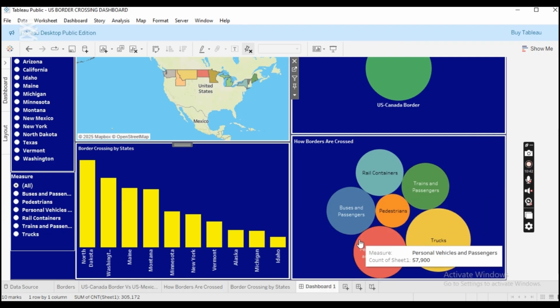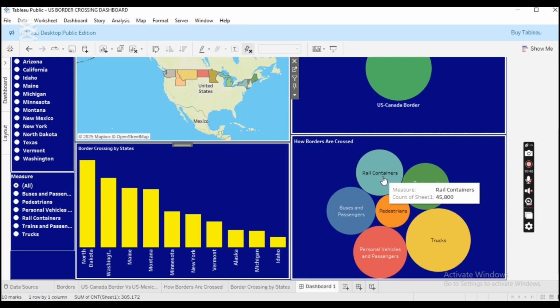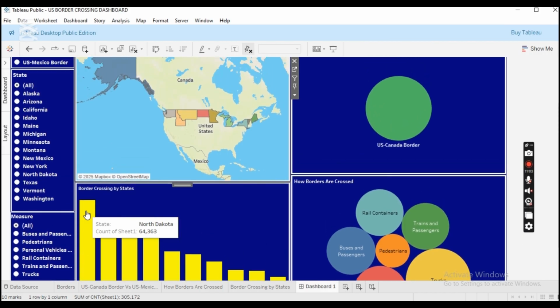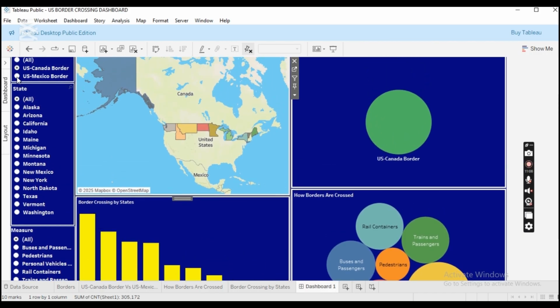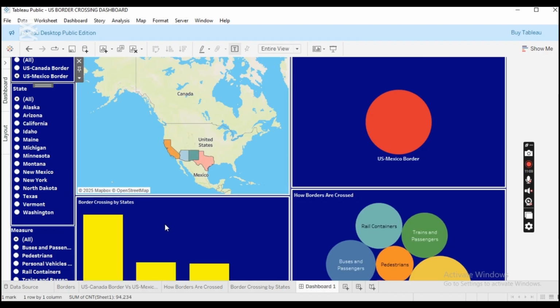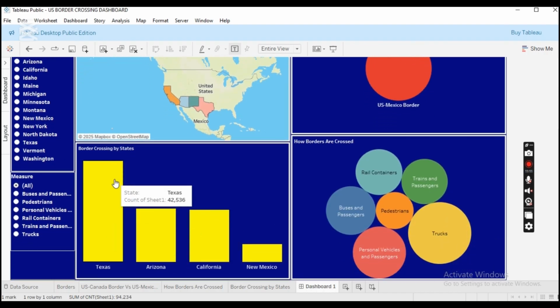They are going for vacations, relocations, and all that. Then rail containers are ones that carry goods, right? Then pedestrians are also people who just move on foot, crossing. So we realize also that North Dakota has more activities compared to every other state within the US Canada border. If you check the US Mexico border, you also realize that Texas has the highest activities, while New Mexico is following up. Then, based on what we saw earlier, trucks were also leading the game.